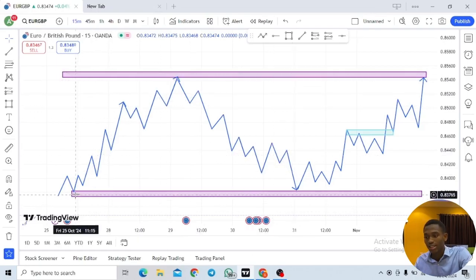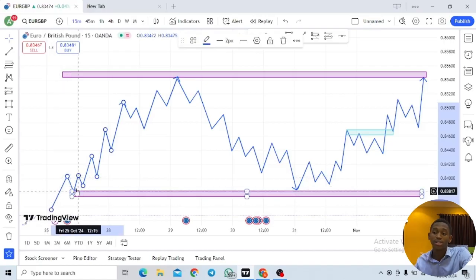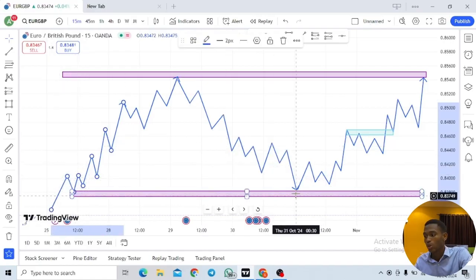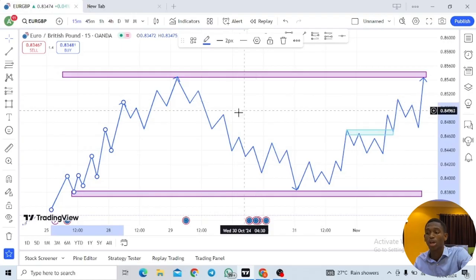Now, this is more like a demand zone. Now you see price came all the way from here and tapped into this demand zone. And now you can see also price came back here to tap again into this demand zone. Now remember, I drew this. This is not a real price. This is just me drawing it.